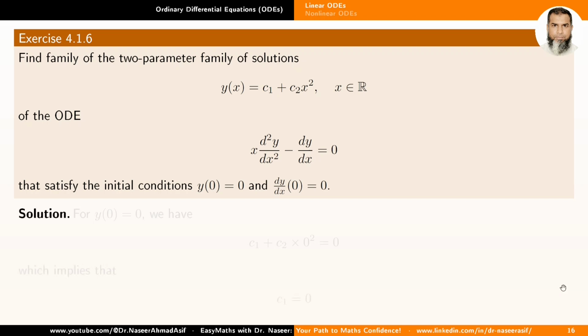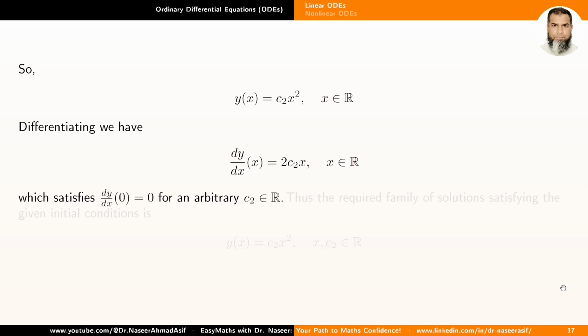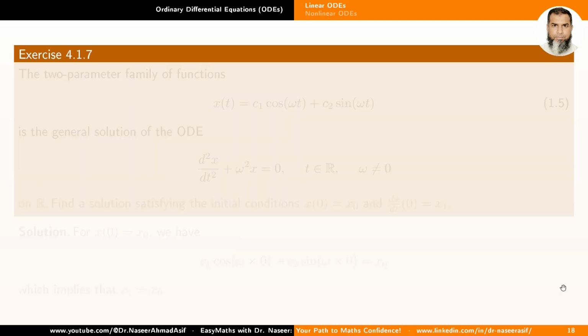Well, see solution. For y at 0 is equal to 0, we have C1 plus C2 into 0 square is equal to 0. So C1 is equal to 0. So y(x) equal to C2 x square, where x belongs to R. Differentiating, we have dy by dx of x equal to 2 C2 x, where x belongs to R, which satisfies the initial condition dy by dx at 0 is equal to 0 for an arbitrary C2 belonging to R. Thus, the required family of solutions satisfying the given initial conditions is y(x) equal to C2 x square, where x belongs to R and C2 is an arbitrary constant. Well, see another exercise.